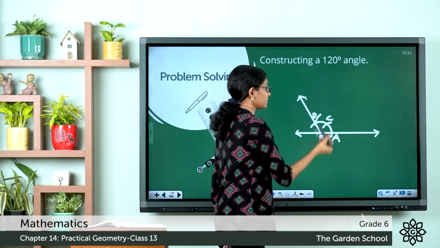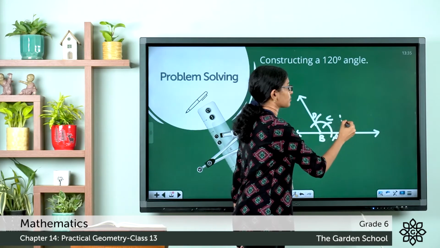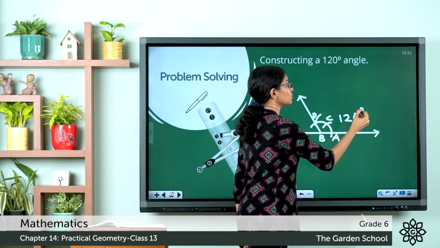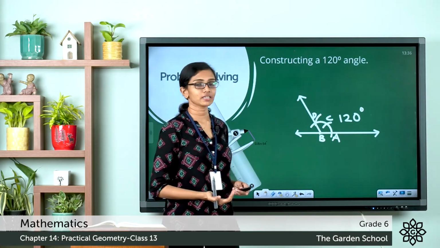Put an arrow mark here. So now we have angle DBA, and the measure of this angle is equal to 120 degrees. So this is how we can construct a 120 degree angle.